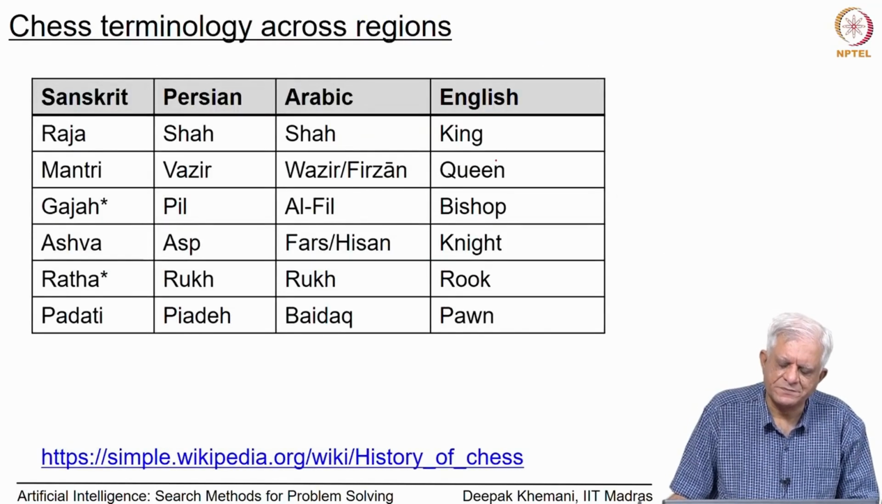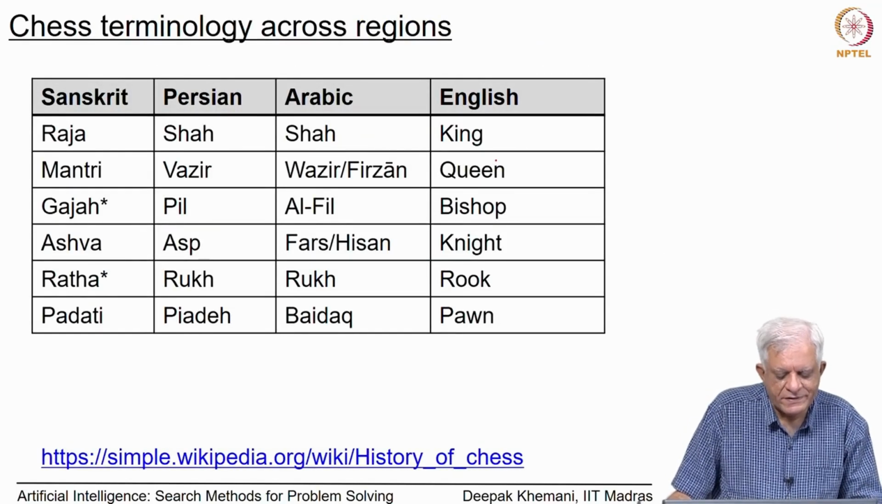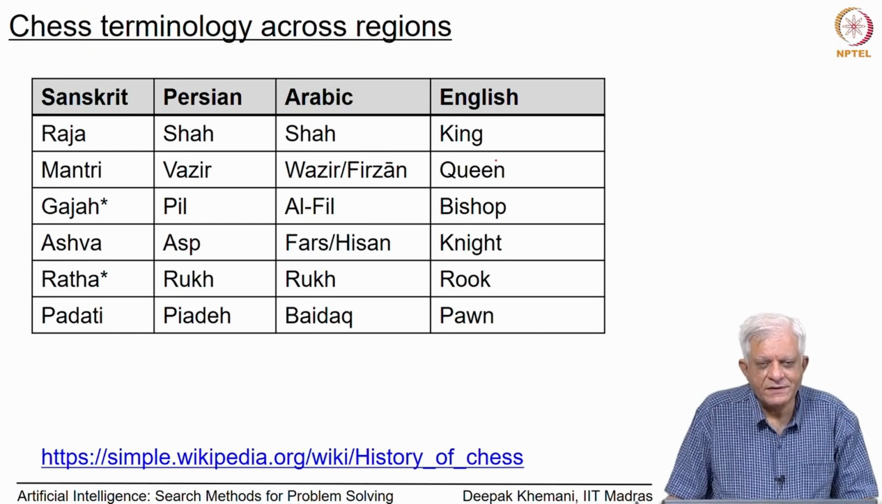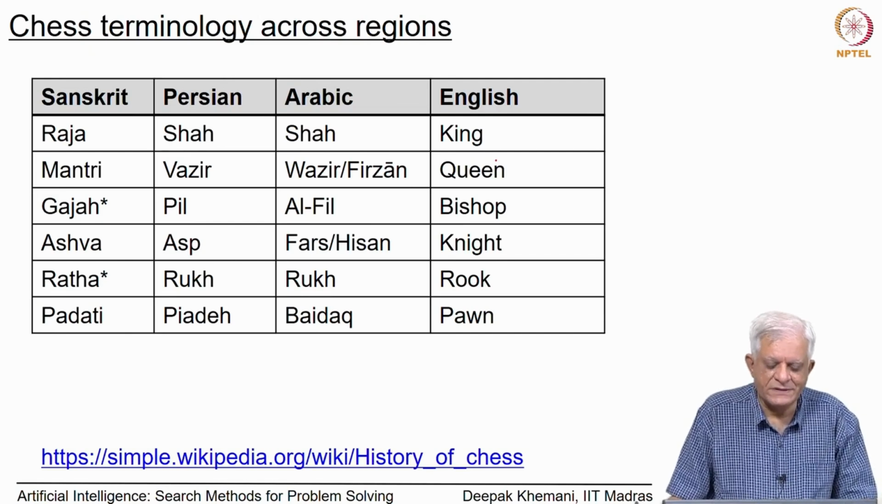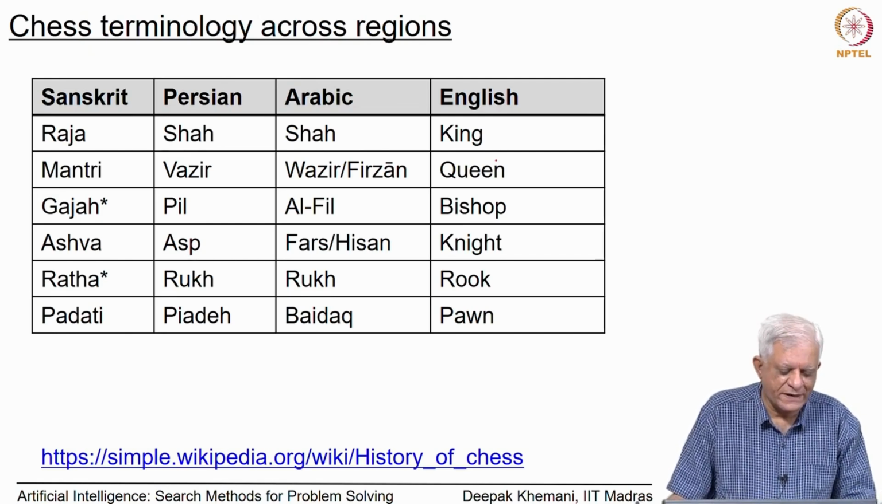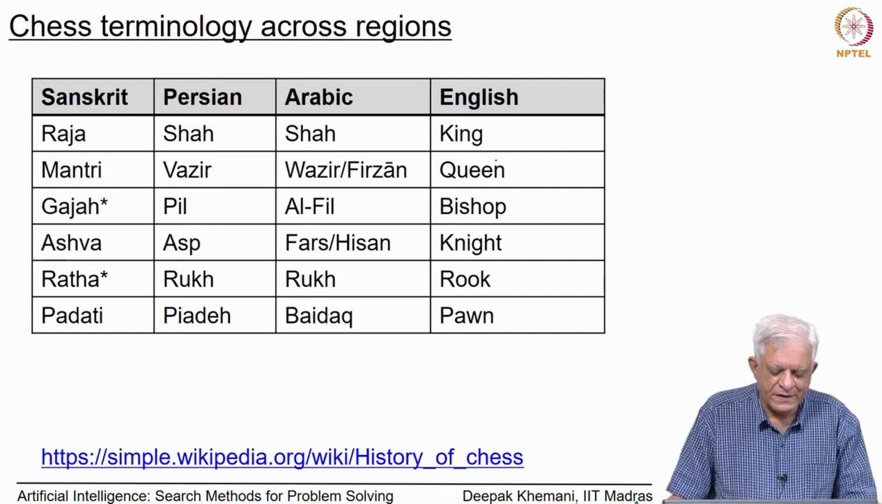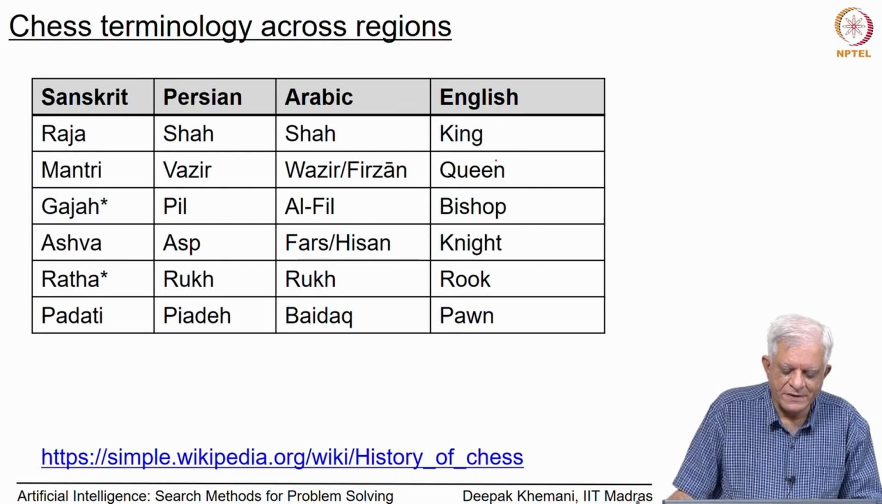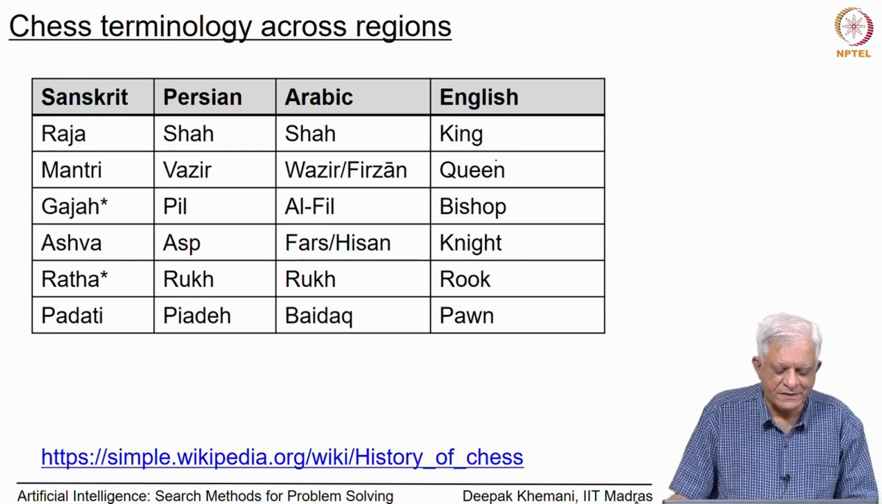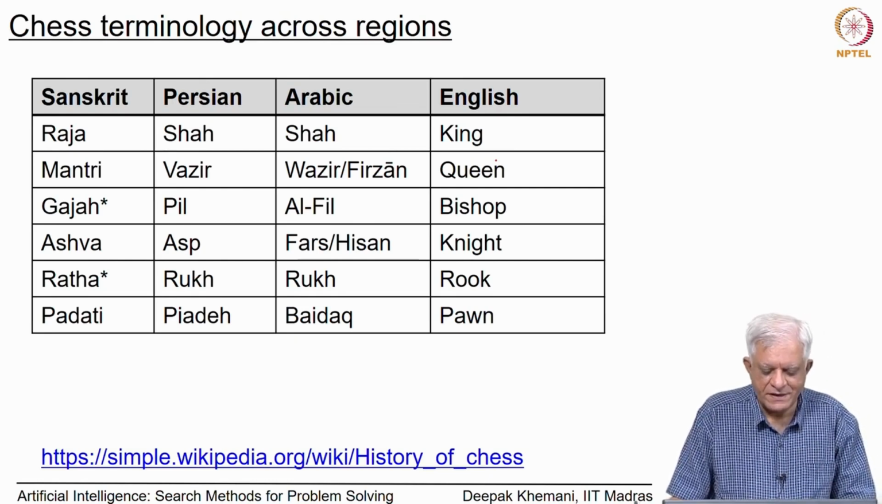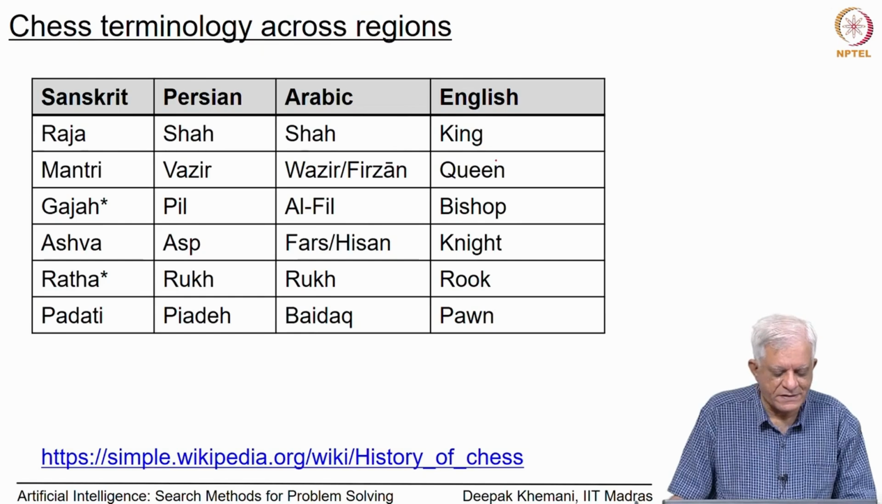So, here is a look at the terminology across different regions. On the left hand side, you see words derived from Sanskrit, and on the rightmost you see the corresponding words in English, which are used in modern day chess, and in between you can see the words in Persian and Arabic. So, for example, Raja was called Shah in Arabic and Persian, and king in English.